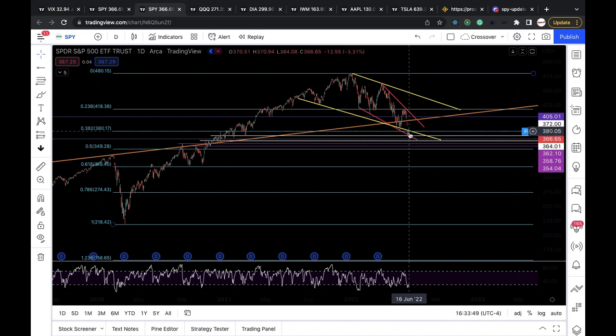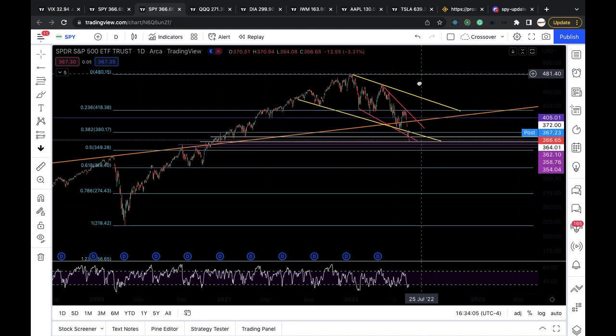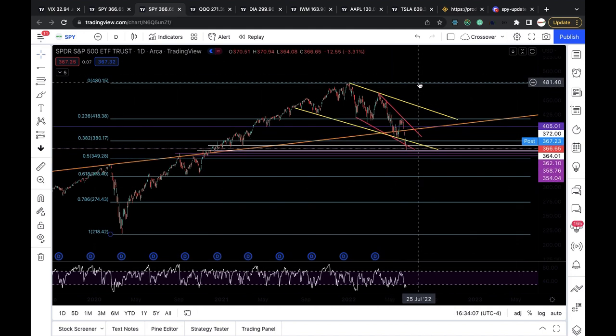Okay? And it's possible that we can find a bottom between the 50% retracement level at 349.2-ish and the 61.8 retracement level at 318.4-ish. Okay? That's possible, going based on Fibonacci rules or whatever.